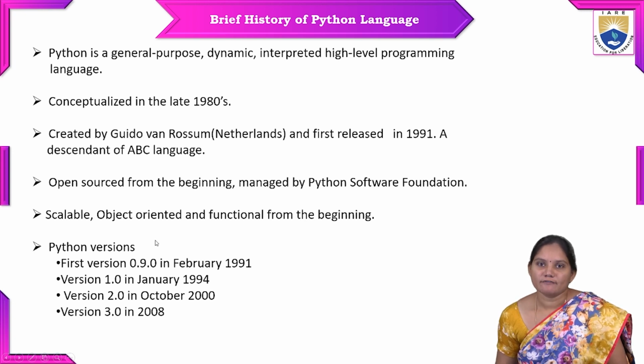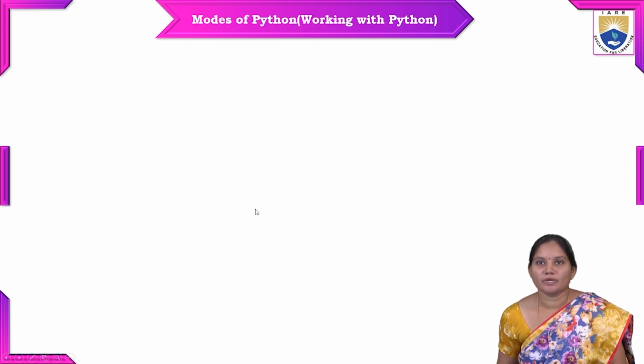Here are the Python versions. The first version is 0.9.0. It was released in February 1991, and the second version is 1.0. It was released in January 1994, and the next version 2.0 was released in October 2000, and the next version 3.0 in 2008. This is about the history of the Python programming language.